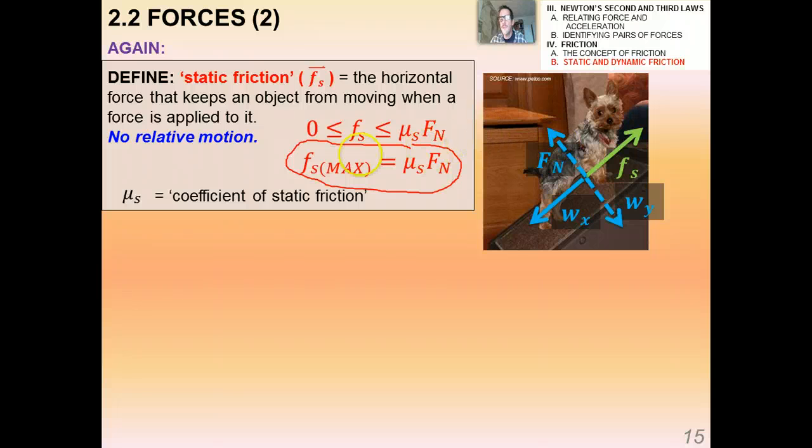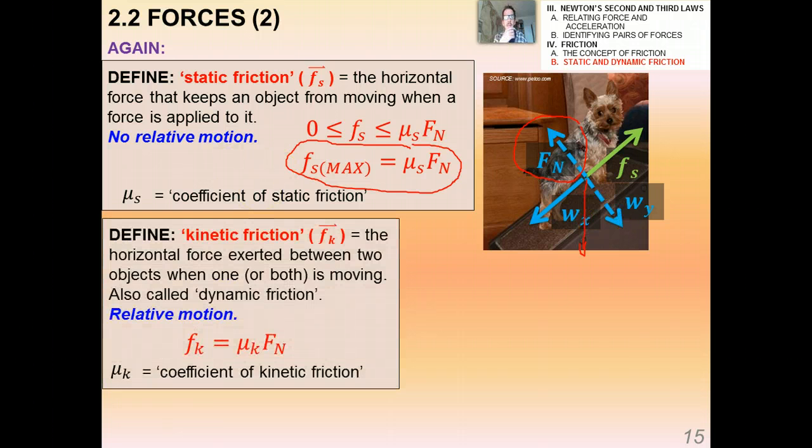So when you're trying to figure out the static frictional force, you want to use this normal force, which is the y component of the weight, and of course the dog's weight is acting straight downwards, okay? Now, kinetic friction, F sub k, this is the horizontal force exerted between two objects when one or both of them is moving. It's called dynamic friction, and it deals with relative motion.